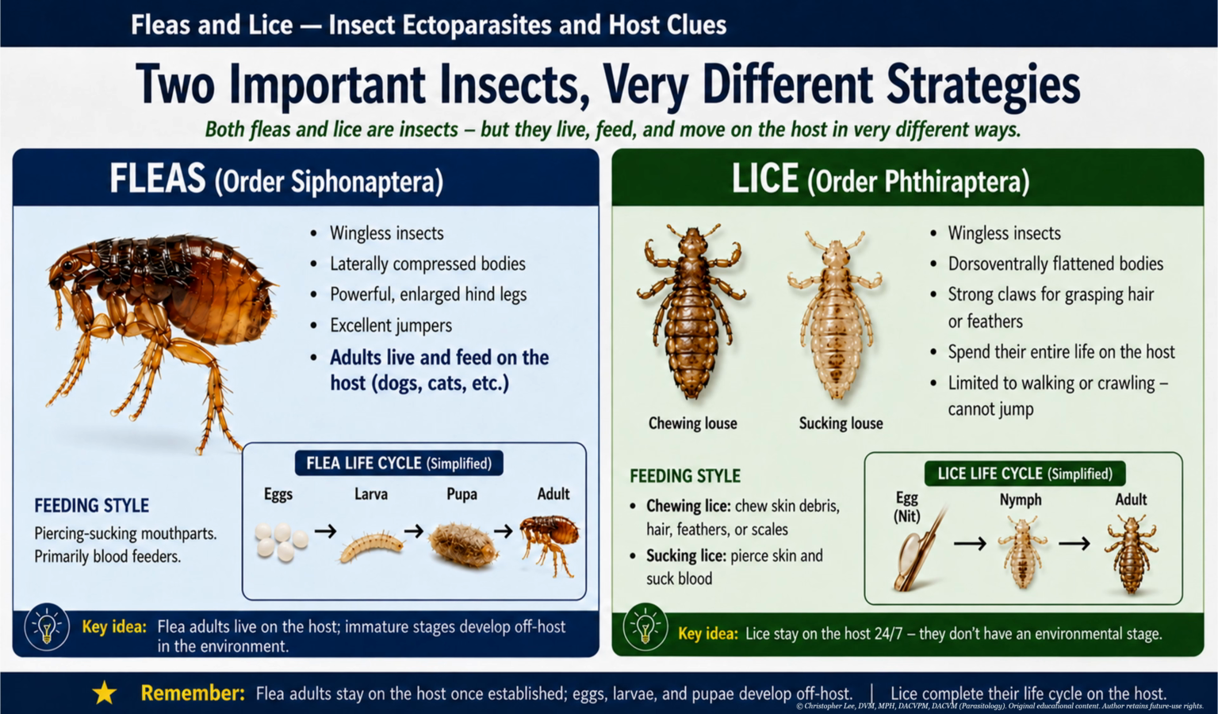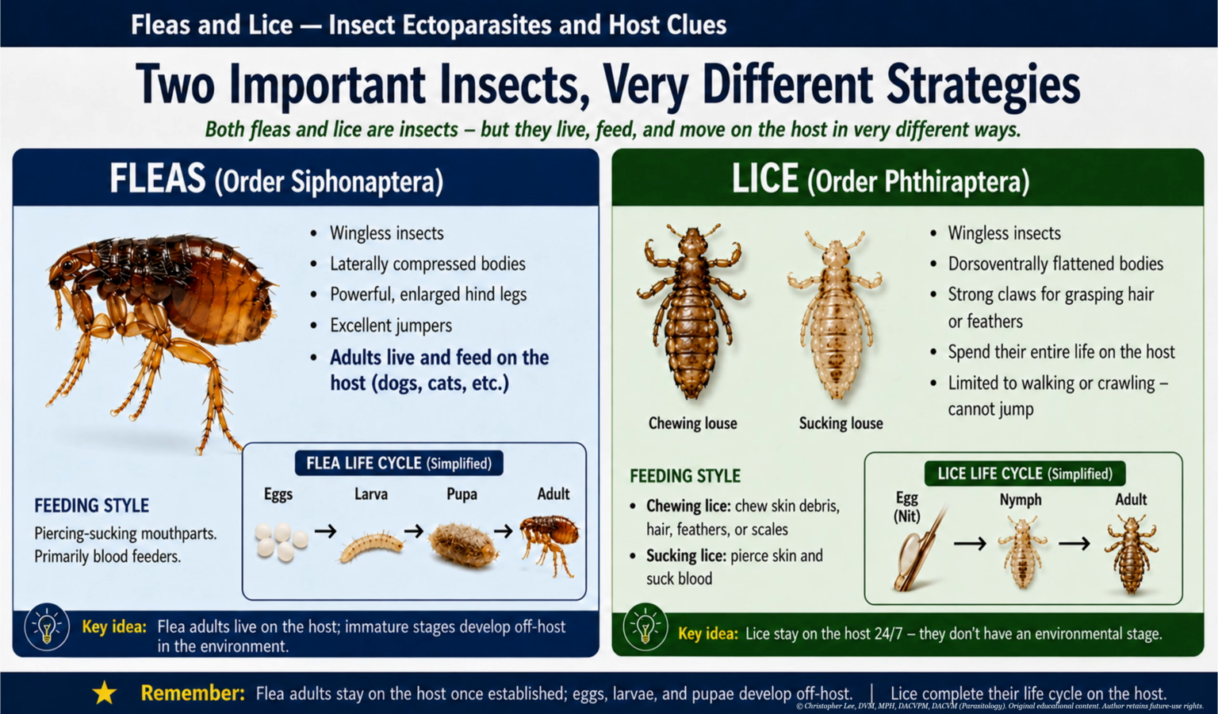Fleas and lice are both wingless insects, but they lead very different lives. Fleas belong to the order Siphonaptera, and the name is helpful. Siphon means tube or pipe, and aptera means wingless. So the name points us towards a wingless insect with sucking mouth parts. That's almost too useful. Every once in a while, taxonomy throws us a snack.